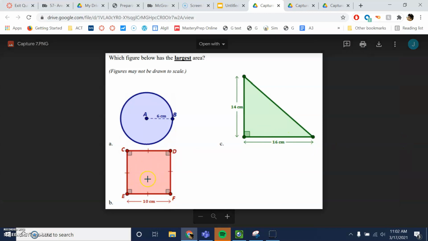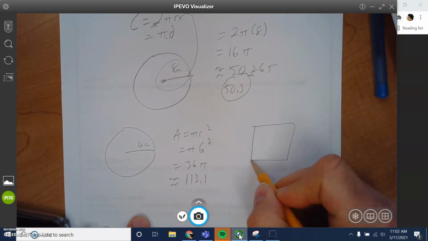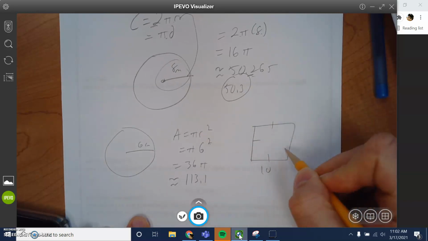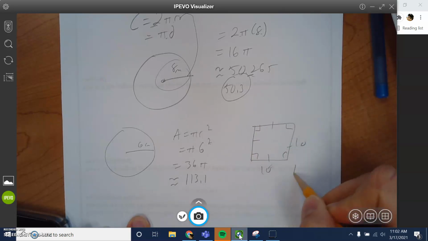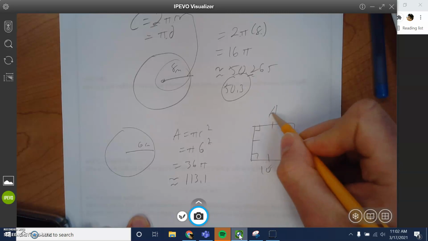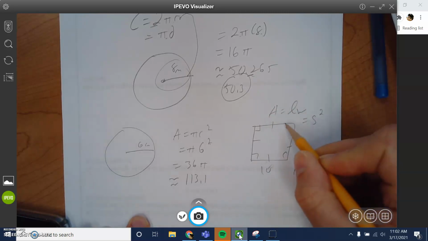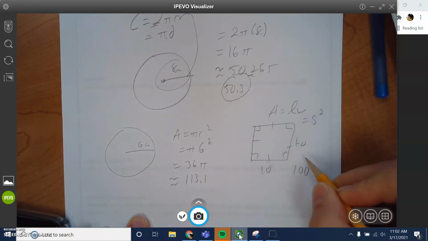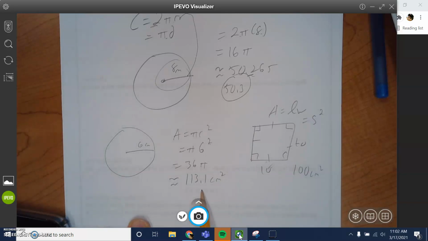Now we have B, the square. One side is 10. So all sides are equal, all angles congruent. So it's 10 times 10, so that is 100, because area equals length times width, or side times side, 10 times 10. This is 100 centimeters squared. The circle is about 113 centimeters squared. So it looks like the circle's in the lead right now, because 113 is bigger than 100.